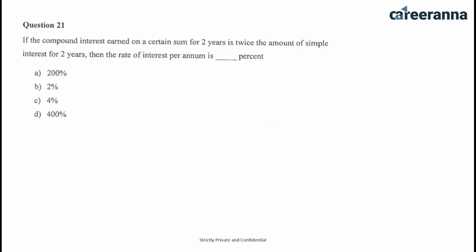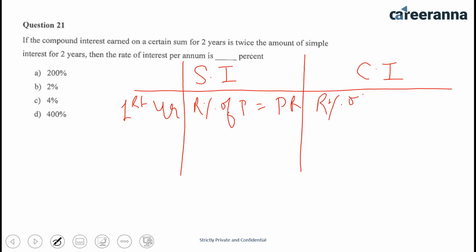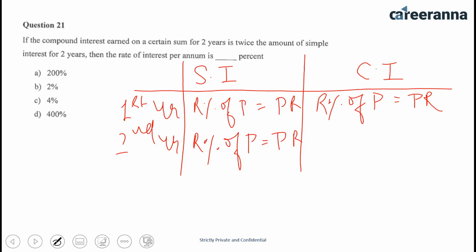So in this question, if I talk about simple interest and compound interest, I'll be putting one table up here, simple interest and compound interest. For the first year, simple interest is R% of P, which is PR. And for compound interest as well, for the first year, compound interest is R% of P again, which is also PR. Now for the second year, this will become again R% of P for SI. For compound interest, it is interest on interest. So what was my interest for the previous year? It was PR, and this will be R% on this PR as well.